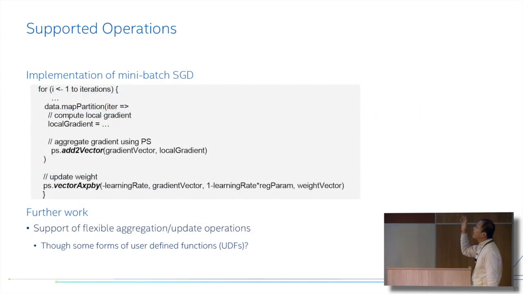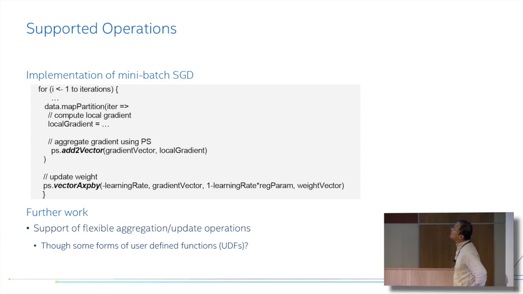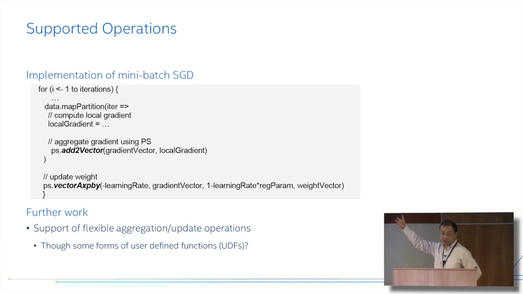Okay, this shows one example of how you can implement mini-batch SGD using this type of operations. There is a giant loop. In that loop, every task gets a partition of the data and computes a local gradient. After you are done, you aggregate the local gradients using the aggregation add-to-vector operator. And after all tasks are done, at the end of that iteration, you do an update by this formula. The gradient will be multiplied by the learning rate and the regression parameter and so on. Basically, this allows you to implement a very simple mini-batch SGD.